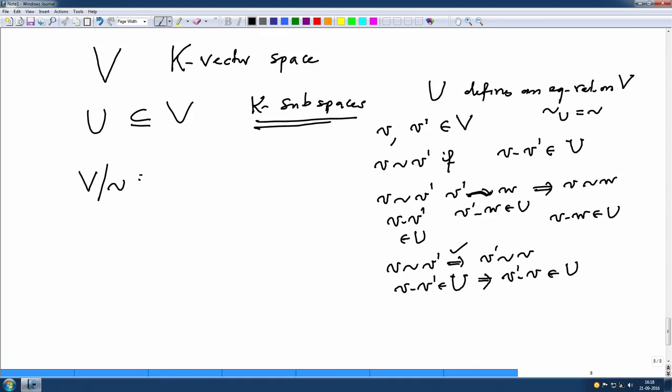These are the equivalence classes. So let us see what the equivalence classes are. If you fix V in V, the equivalence class of V under tilde is by definition precisely all the vectors in V which are related to this given V. So that means all these V prime such that V is related to V prime. These are the equivalence classes. For example, if V is 0, then what is the equivalence class of 0? That is precisely U.